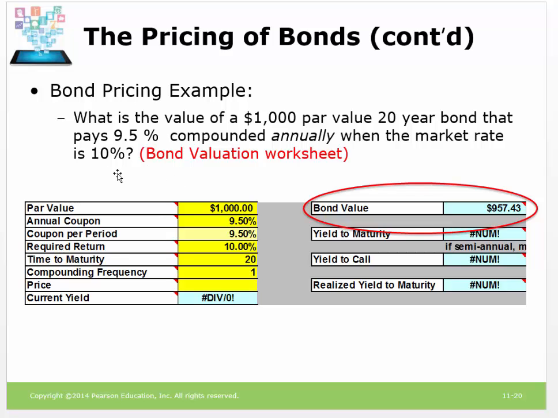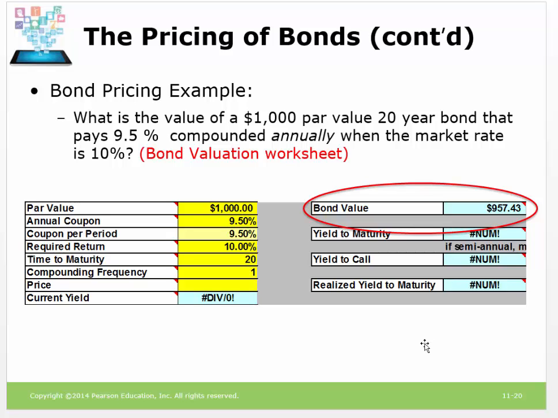If the market interest rate is 10%, that's the required rate of return, this bond is worth $957.43. So that is the most you'd be willing to pay for this bond. So if you could buy this bond for $900, would you pay $900 for something that you thought was worth $957? Of course you would.